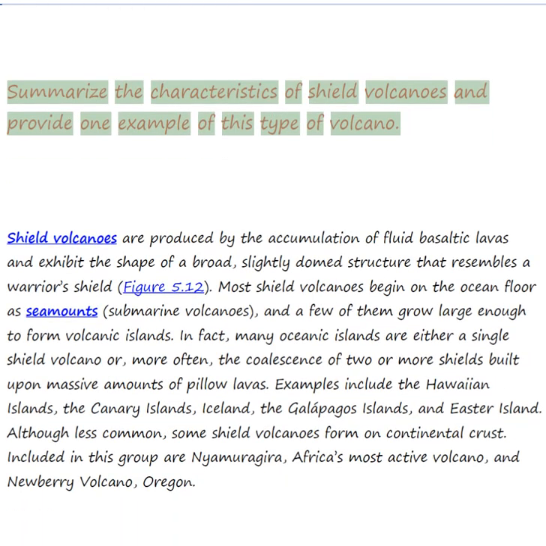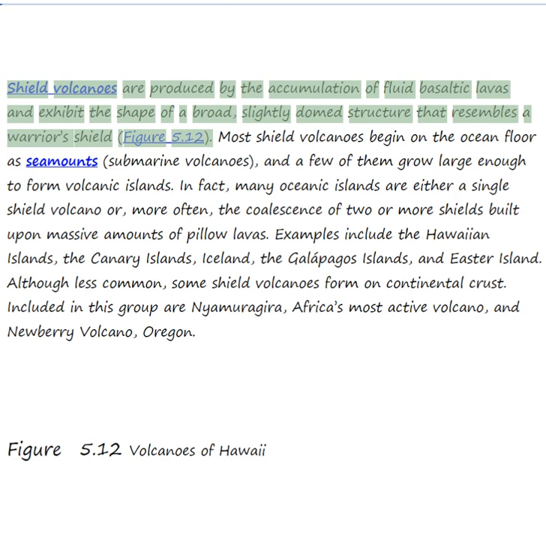5.5 Shield volcanoes. Summarize the characteristics of shield volcanoes and provide one example of this type of volcano. Shield volcanoes are produced by the accumulation of fluid basaltic lavas and exhibit the shape of a broad, slightly domed structure that resembles a warrior's shield.